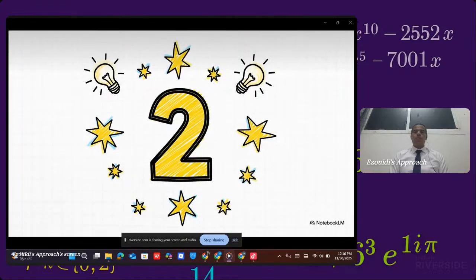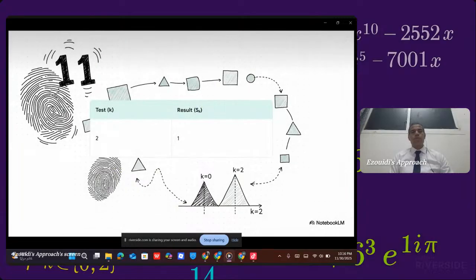We keep digging. The investigation continues with our next test, k equals 2. And this turns out to be a huge breakthrough moment. Get ready, because we're about to find our second major clue. There it is, another 1, just like our very first test. We found a second, totally separate fingerprint. This is huge. We have two non-zero results now, at k equals 0 and k equals 2. This is not a coincidence. This is the pattern we've been searching for.